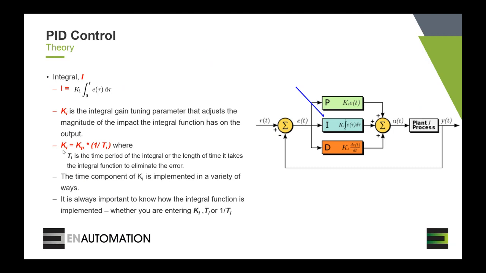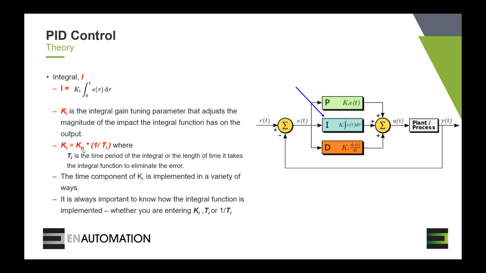Rarely do you enter the value as Ki. You rarely even see it that way because there's a time component associated with the integral function. This is a change in error over a time. So normally what is entered is the time period Ti. That's the length of time that the integral function will take to eliminate the error. So Ki is typically shown as Kp times 1 over the integral time.